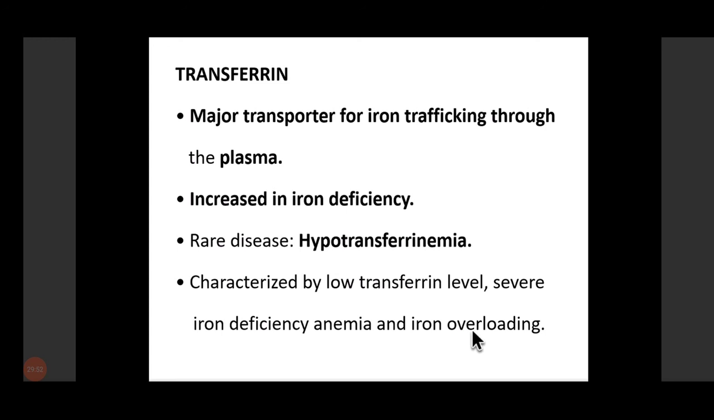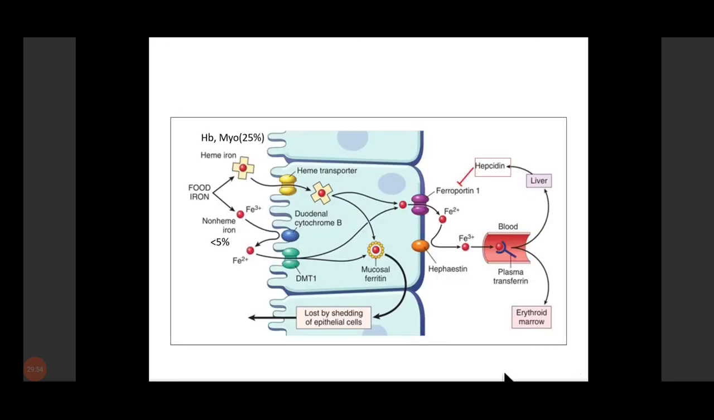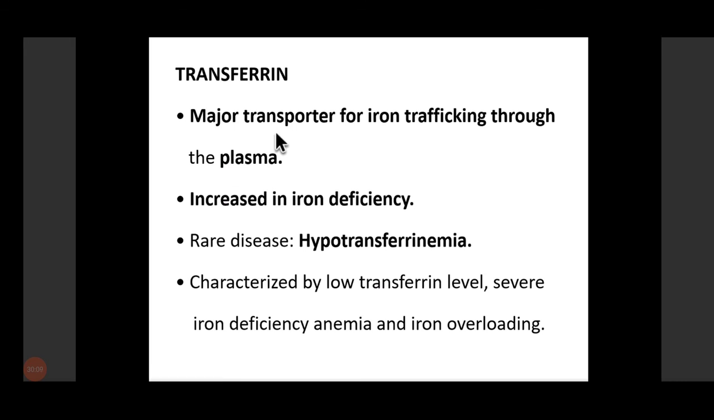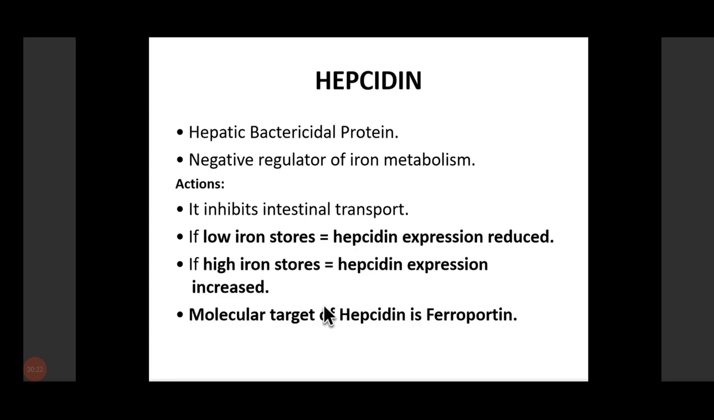Transferrin is a major transporter for iron trafficking through the plasma. It is increased in iron deficiency. So you should know that this is the one which is transferring in the plasma. If the body senses that there is a decrease in the iron, it will try to form more transferrin so that whatever iron is available is absorbed. So this is increased in iron deficiency, and in the rare disease hypotransferrinemia, it is characterized by low transferrin levels, so the patient ends up with severe iron deficiency anemia and iron overloading.